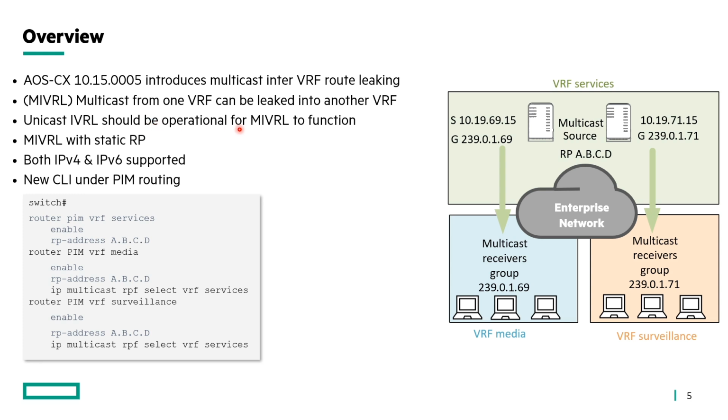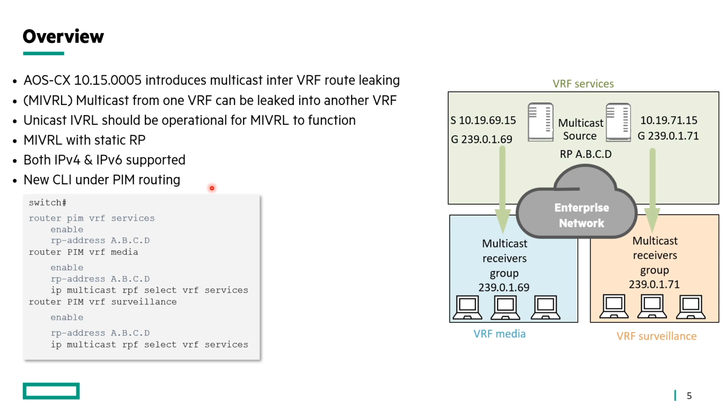To have this in place, you have to have unicast IVRL in situ. That should be operational for multicast IVRL to function. Your route imports and exports using BGP is the dynamic way to do that. Then with multicast IVRL, we use static RP today. We support both IPv4 and IPv6 addressing, and we have a new CLI under the PIM routing.